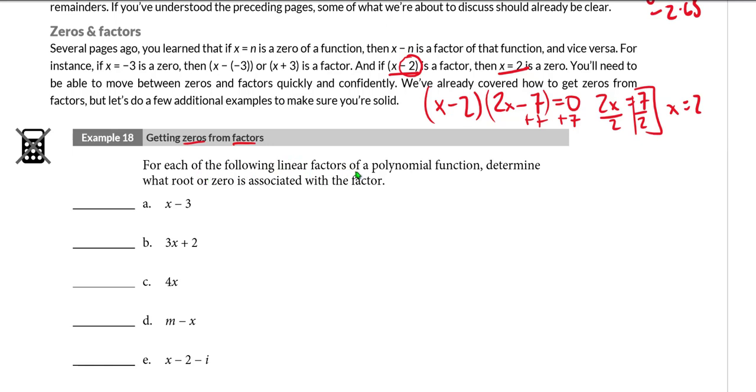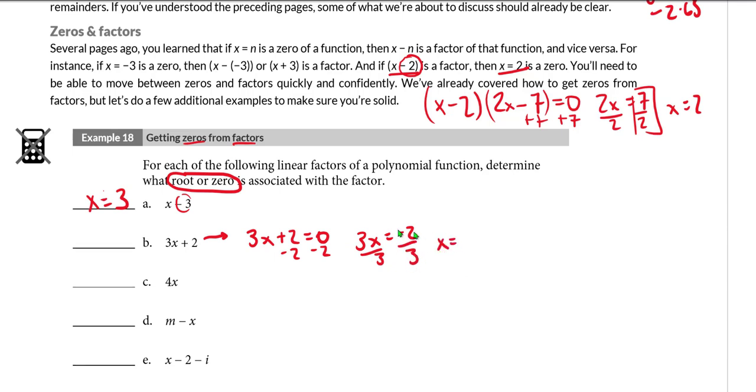For each of the following linear factors of a polynomial function, determine what root or 0 is associated with the factor. Example 18a is the simple case. We can just take the opposite of the number here, and we get that x equals 3 would be a 0 of this quadratic. The factor in 18b here, we're going to go ahead and use the zero product property in this case, so we will set that factor equal to 0. We will subtract the 2 from both sides. We get 3x equals negative 2. Divide by 3, we get x equals negative 2/3.